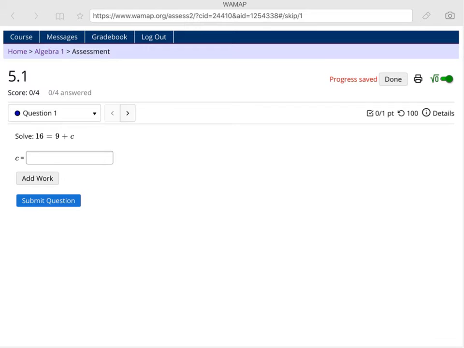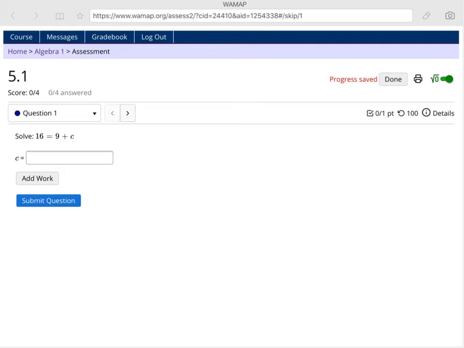All right, so there's my original equation like I wrote it down on my paper. In order to get C by itself, which is our goal here because we're trying to figure out what C equals, we need to get rid of the 9. And right now, it's 9 plus C. That is, there's a positive 9 here. And I need to get rid of that positive 9. So I'm going to subtract 9 from both sides.